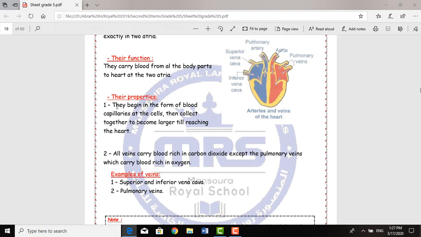The properties of veins. First, the veins begin in the form of blood capillaries at the cells, then collect together to become larger till reaching the heart. So the veins start small, then become large, while the arteries start large, then become smaller.